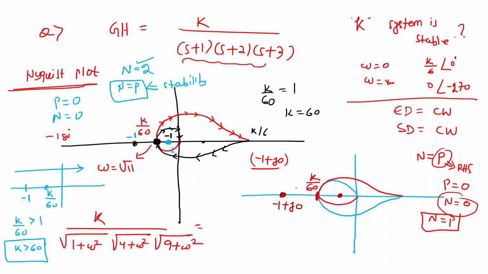If in this question, suppose there are two poles like this, suppose s minus 5 and s minus 4, then two poles are on the right hand side, right? Then definitely the critical point should be inside. Then in that condition, this K by 60 should be less than 1. So K less than 60. Getting the point? Yeah, like this.